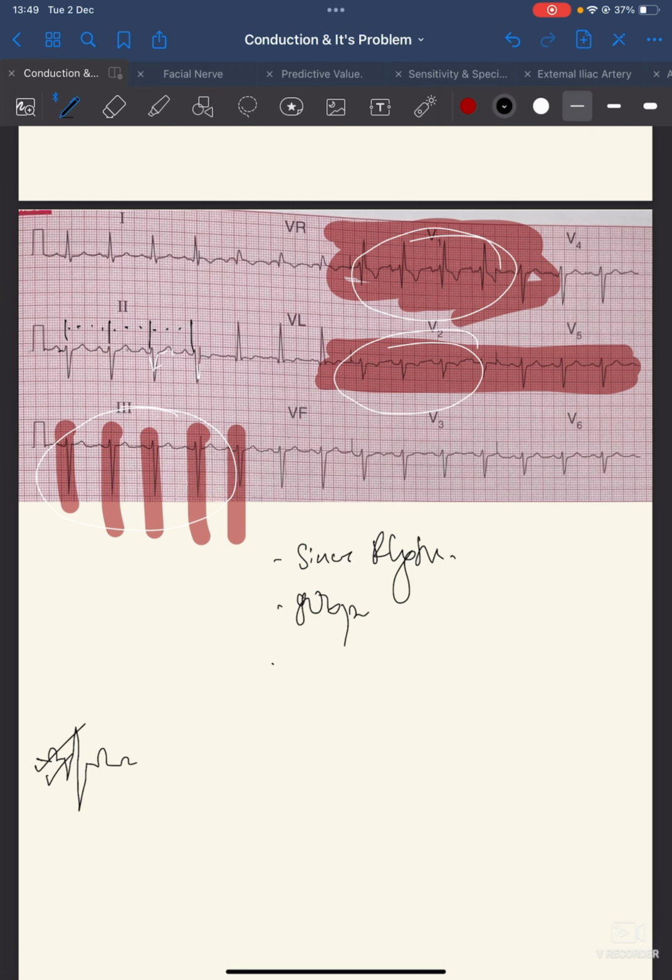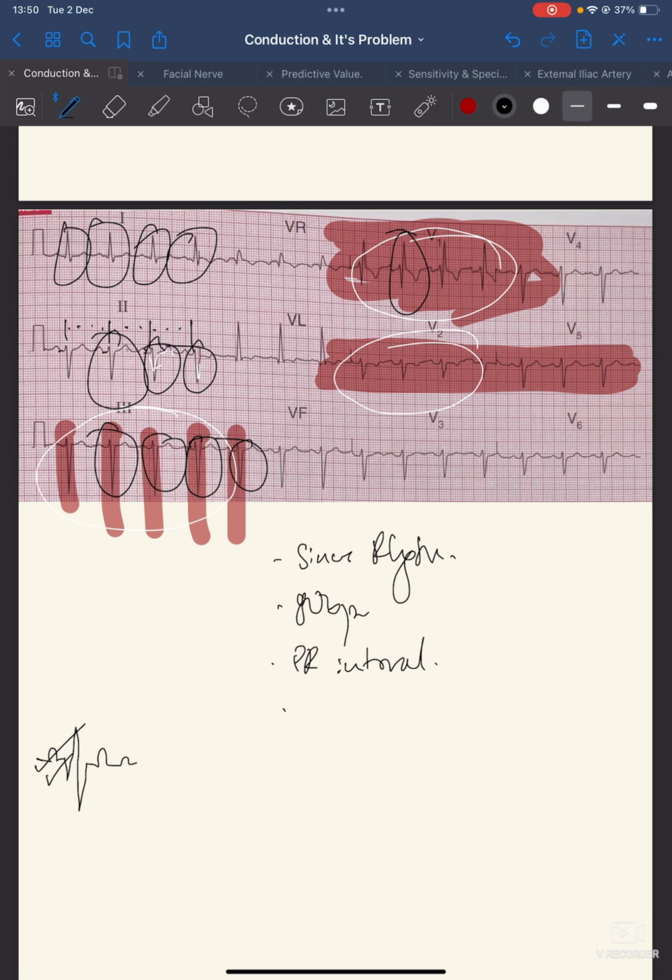I see that the PR interval is 1, 2, 3 boxes, 1, 2, 3 boxes. So it seems to be normal, and it doesn't seem to be a first degree or second degree heart block. So the PR interval is also normal over here. And I'll see the QRS complex, whether they are wide or not. While looking at the QRS complex, I see they are normal over here.